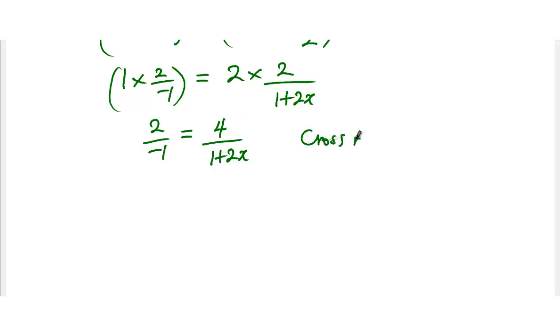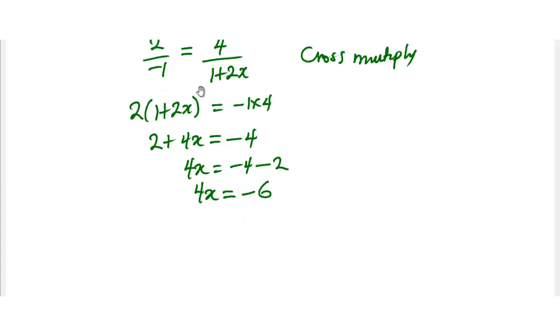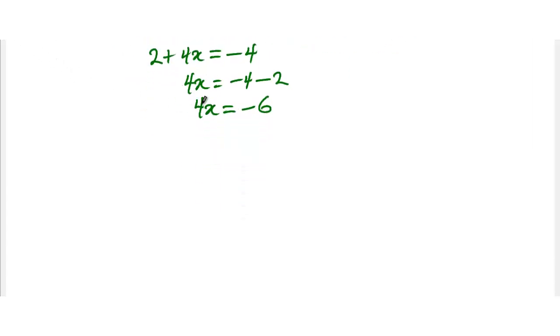So if we cross multiply, we are going to be having 2 into bracket 1 plus 2x will now be equal to minus 1 times 4. All right, so 2 times 1, that is 2. Then 2 times 2x, that is plus 4x. Will now be minus 1 times 4, that is minus 4. So we collect like terms. We have 4x will now be minus 4. This is plus 2, if coming here, will now be minus 2. So we have 4x will now be minus 4 minus 2, that is minus 6.